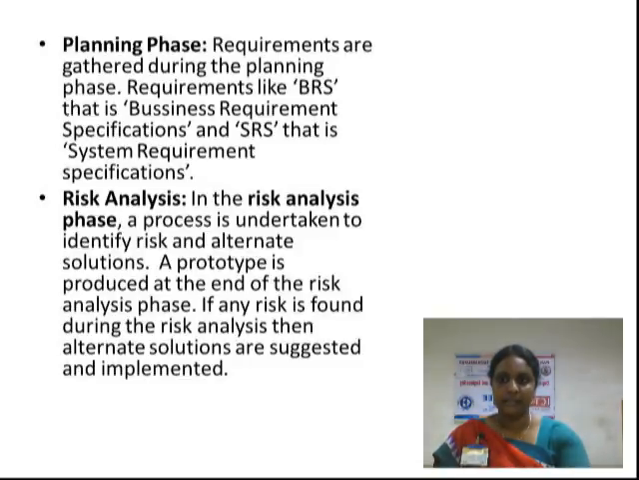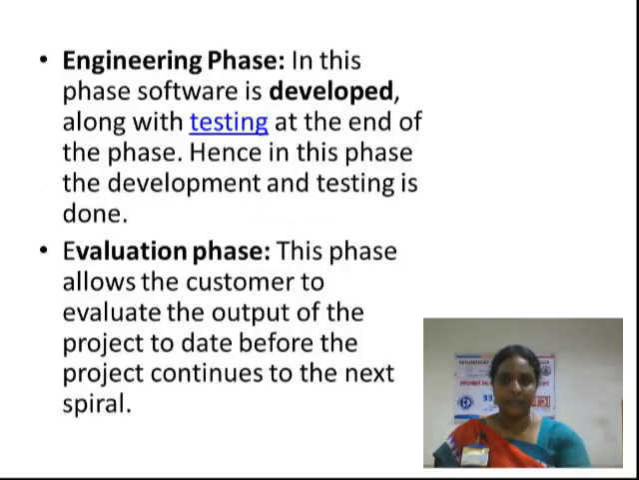Then comes the risk analysis phase. In this phase, a process is undertaken to identify the risk and alternate solutions. A prototype is produced at the end of the risk analysis phase. If any risk is found during the risk analysis, then alternate solutions are suggested and implemented. Then comes the engineering phase. In this phase, software is developed along with the testing. Then comes the evaluation phase. This phase allows the customer to evaluate the output of the project to date before the project continues to the next spiral.